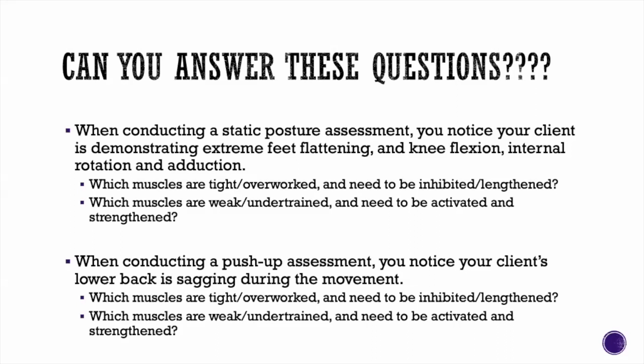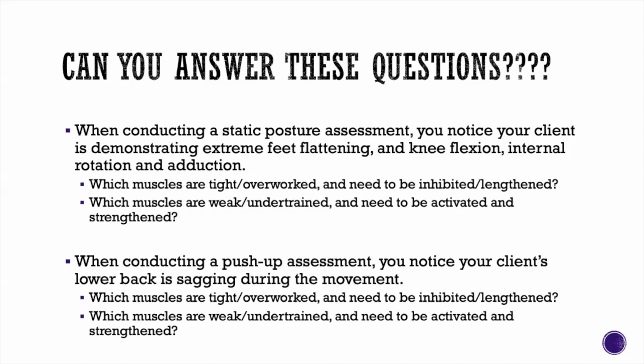So we can use our information from our book to be able to find out, okay, so when I'm seeing these things in my assessments, this is what this means. These are the muscles that are tight and overworked, and these are the ones that are weak and undertrained. And then we can start building an exercise continuum for that.